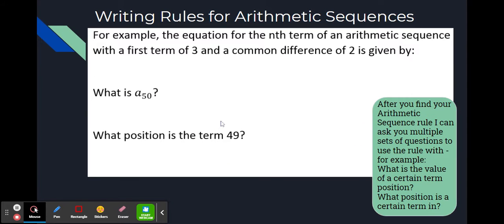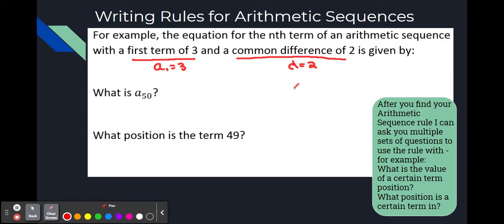Okay. So for example, if I'm looking at this, I have this information that the first term is 3. So that's important to know. That means a sub 1 is 3. And I have a common difference of 2.